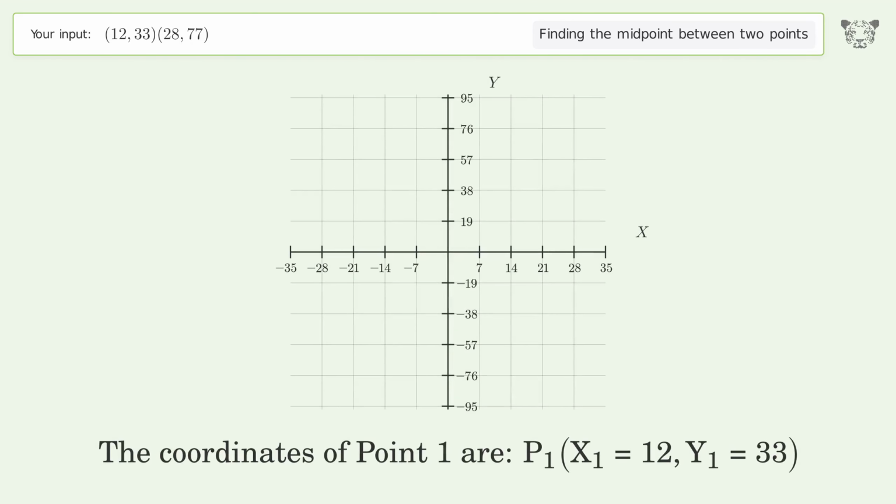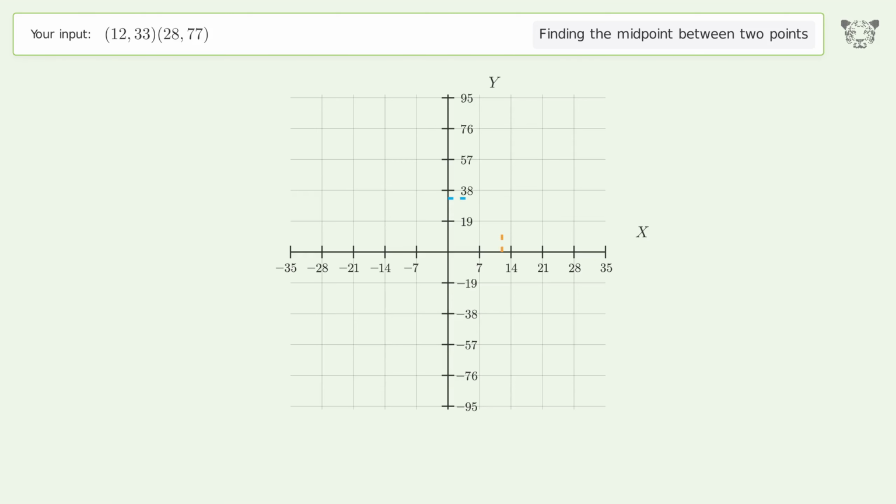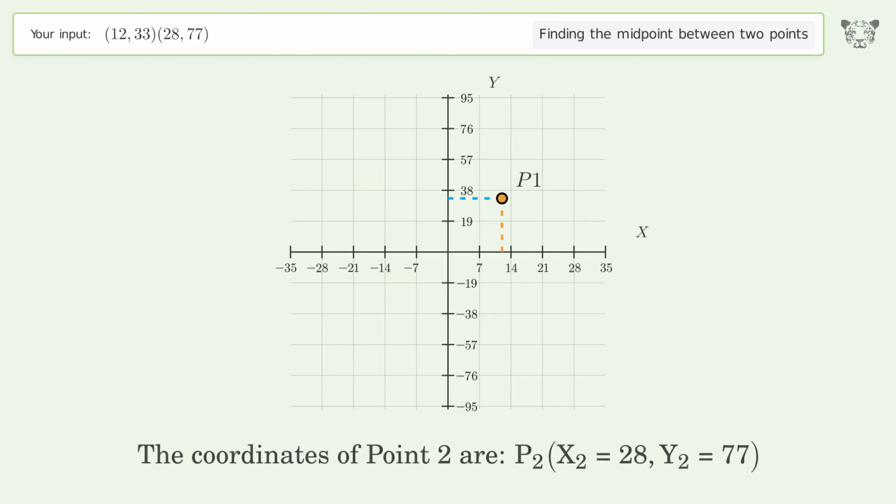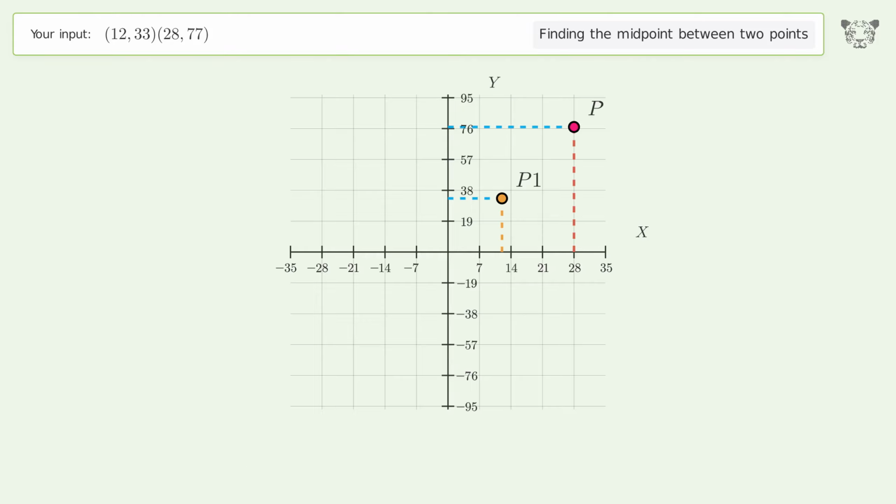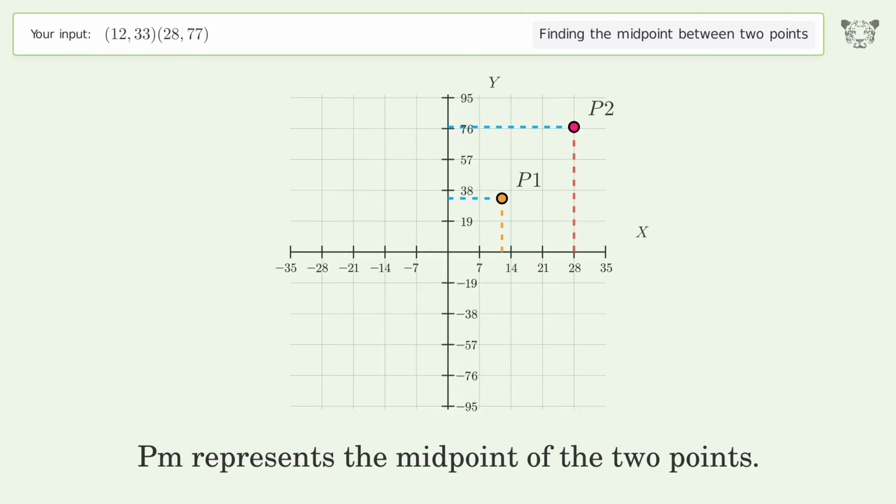The coordinates of point 1 are x1 equals 12, y1 equals 33. The coordinates of point 2 are x2 equals 28, y2 equals 77. PM represents the midpoint of the 2 points.